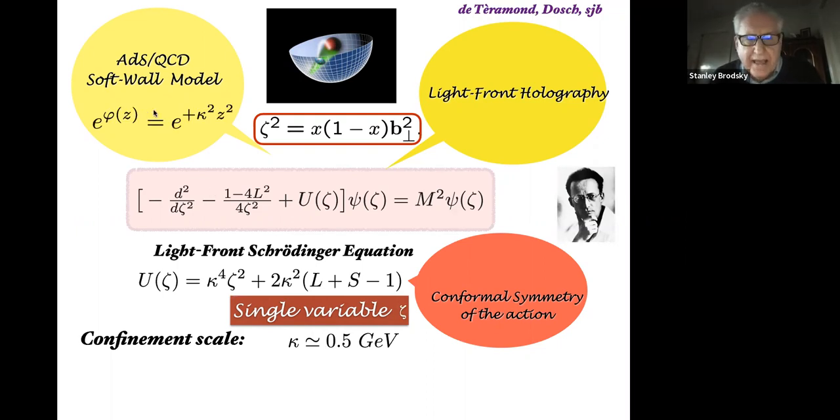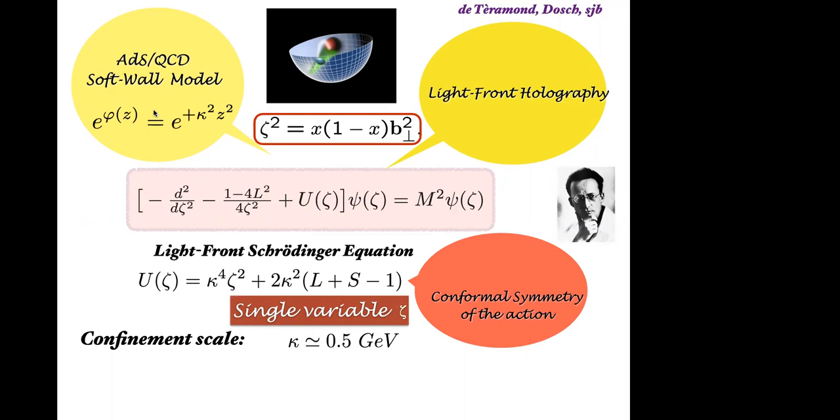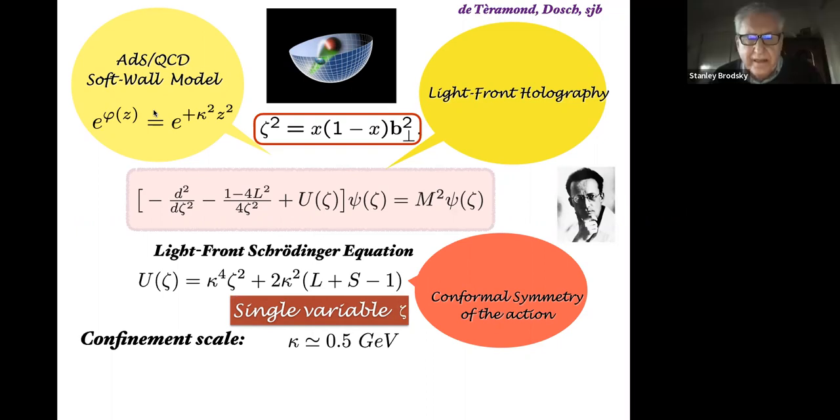So where does this come from? It's because of the anti-de Sitter space, which is originally a conformal theory. If you include a dilaton, that is, you multiply the action by e to the plus kappa squared z squared, where z is the 5th dimension, it generates these terms automatically. So that's where, in fact, we first figured this out, de Téramond, Dosch, and myself.